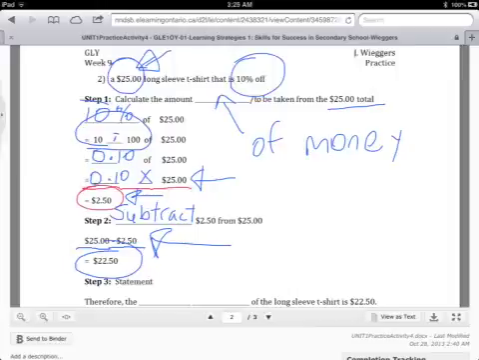So therefore, the sale cost of the long sleeve t-shirt is $22.50.